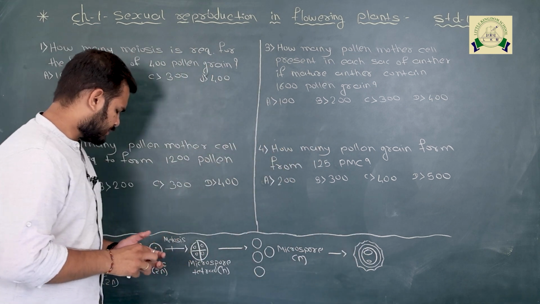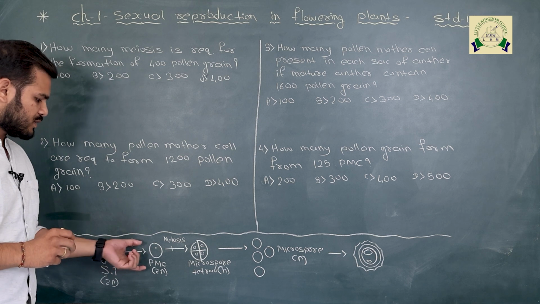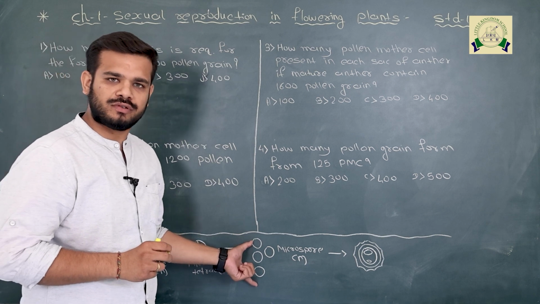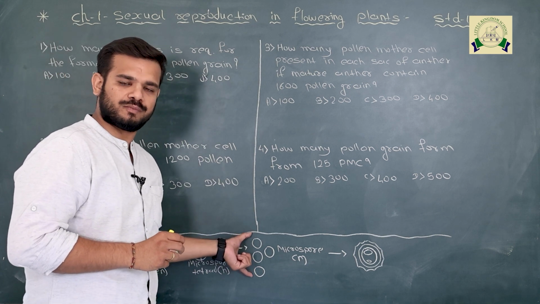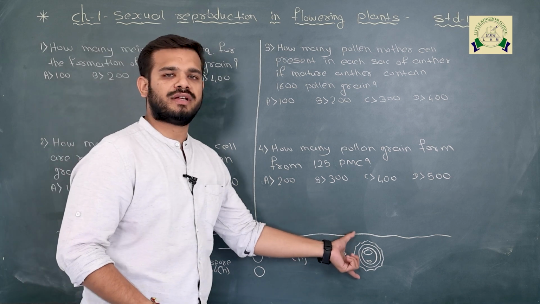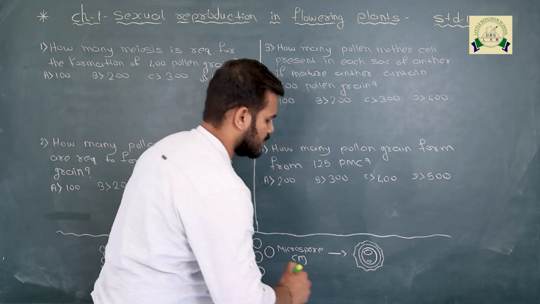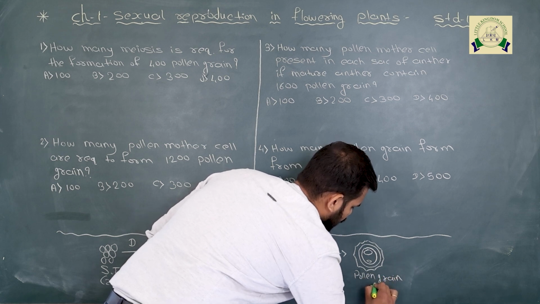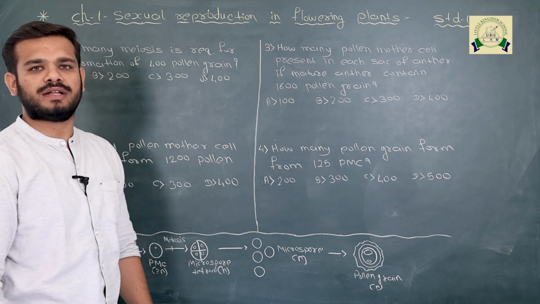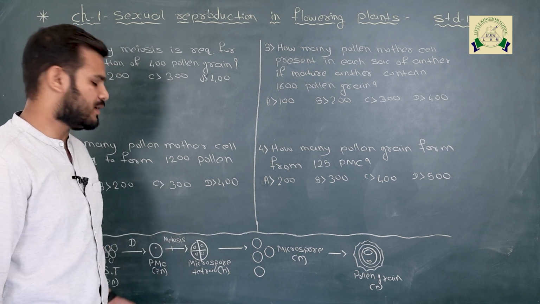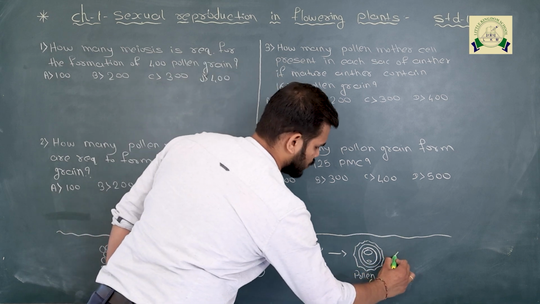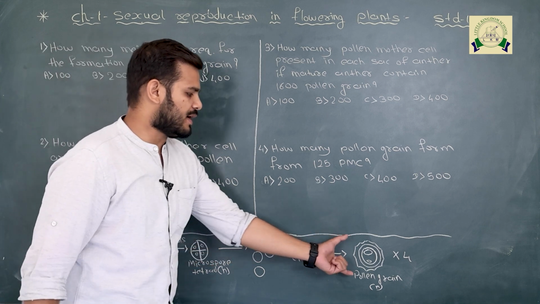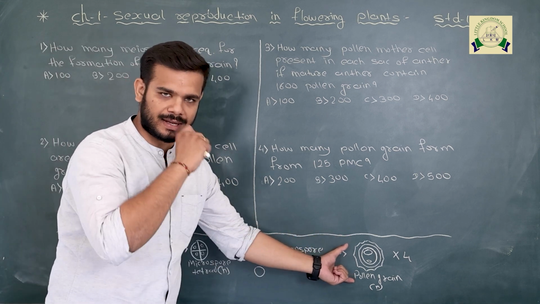We can say that from the meiosis of one pollen mother cell, a total of 4 microspores are produced, and from these 4 microspores after maturation, a total of 4 pollen grains will be produced. So this structure is the pollen grain, which is also haploid. How many pollen grains are going to be produced from a single pollen mother cell? 4. So we can write that from a single pollen mother cell we get 4 pollen grains at the end.